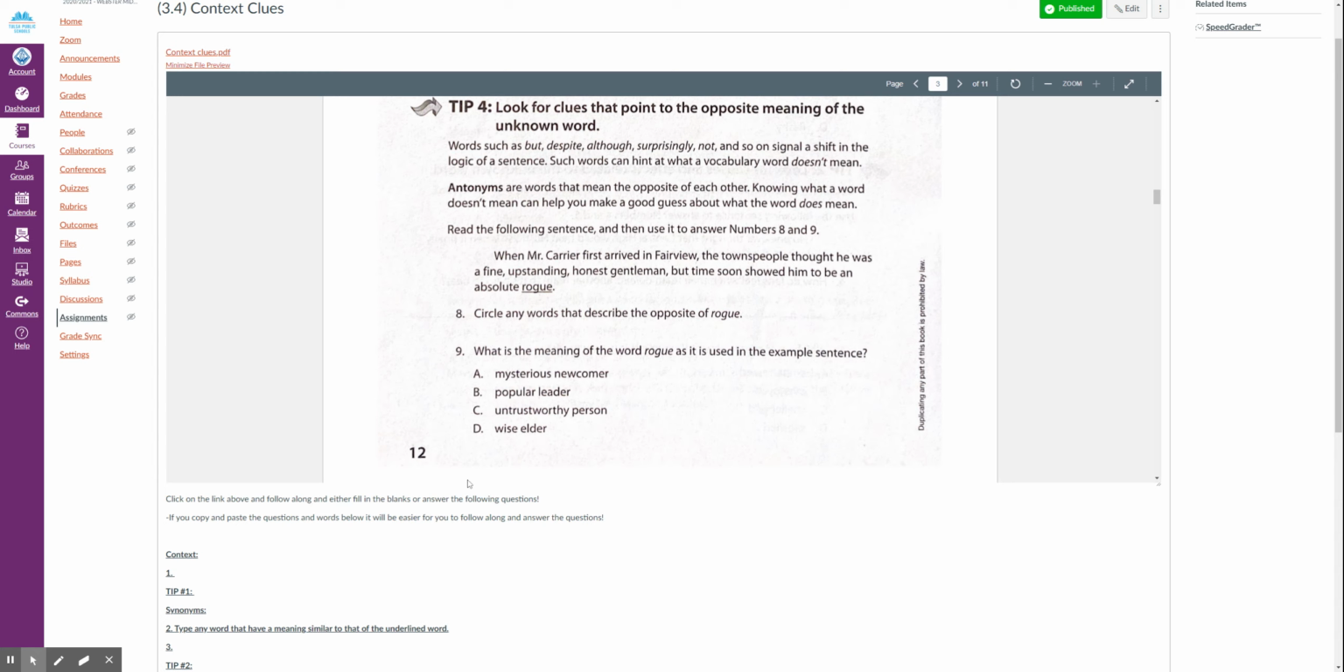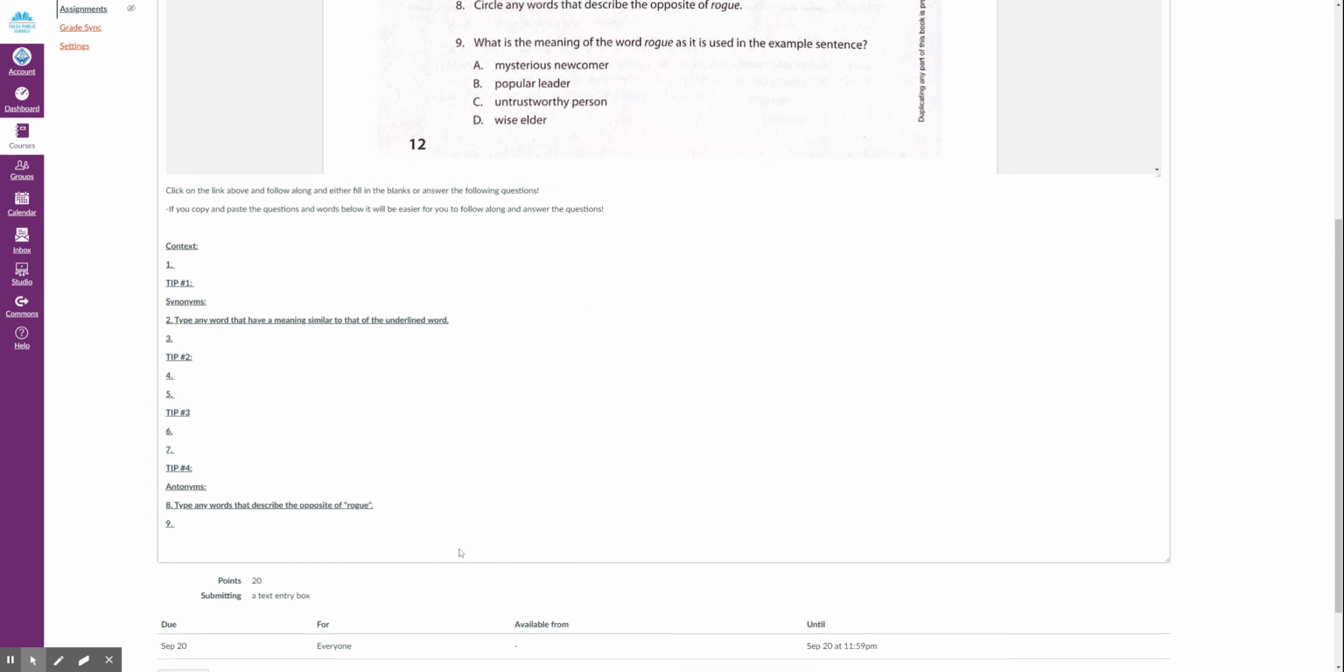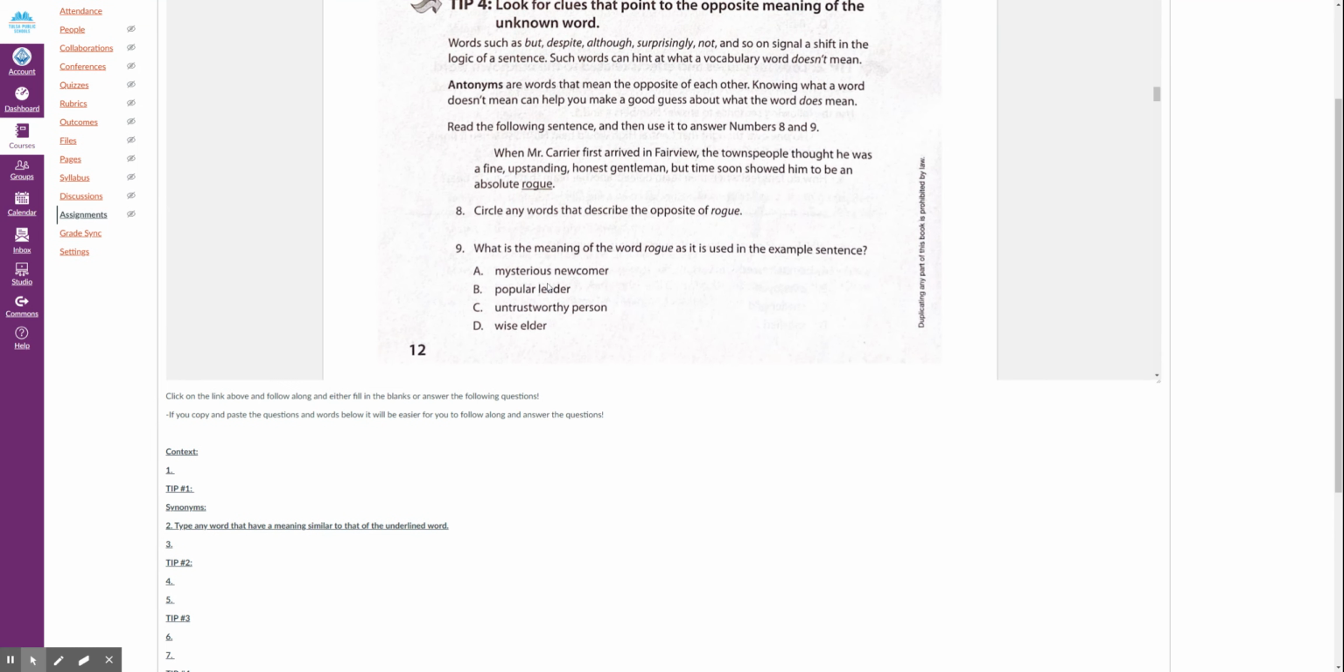Instead of circling it, remember we're just going to write. So number eight down here: type any words that describe the opposite of rogue. What words in this sentence do we think are the opposite of rogue? Think about what words they're using to describe a fine, upstanding, honest gentleman. Number nine: what is the meaning of the word rogue as it is used in the example sentence? Is it A, mysterious newcomer, B, popular leader, C, untrustworthy person, or D, a wise elder?